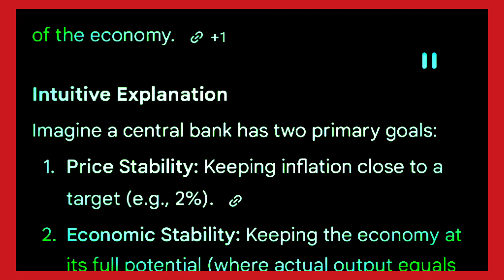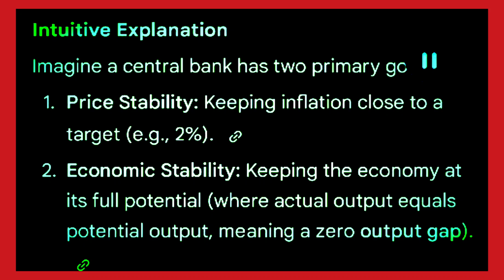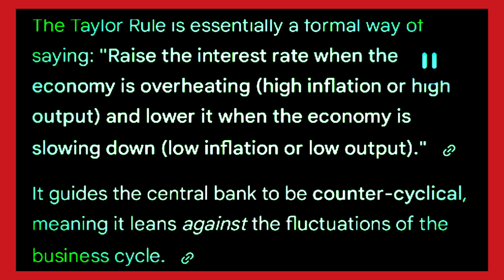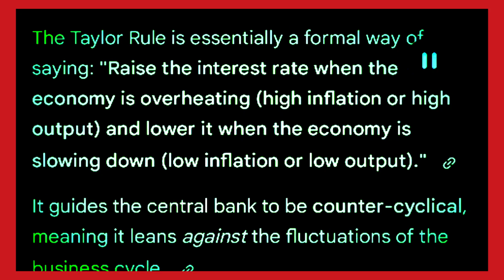Intuitive explanation. Imagine a central bank has two primary goals. 1. Price stability, keeping inflation close to a target, e.g. 2%. 2. Economic stability, keeping the economy at its full potential, where actual output equals potential output, meaning a zero output gap. The Taylor Rule is essentially a formal way of saying, raise the interest rate when the economy is overheating, high inflation or high output, and lower it when the economy is slowing down, low inflation or low output. It guides the central bank to be counter-cyclical, meaning it leans against the fluctuations of the business cycle.